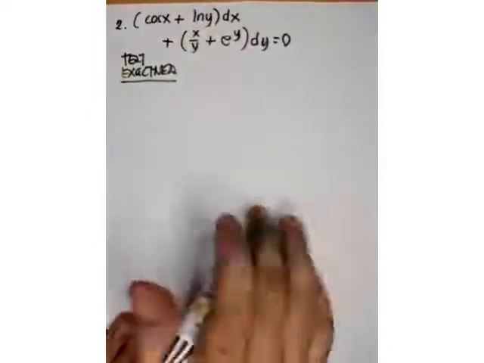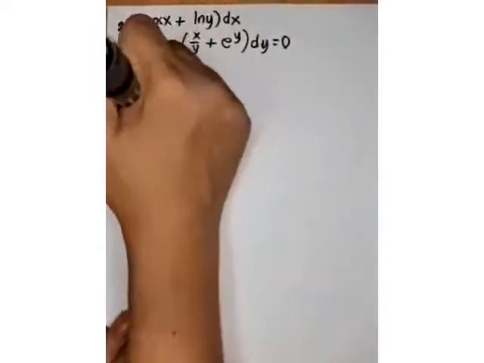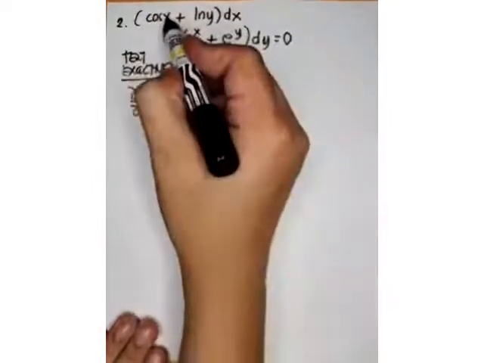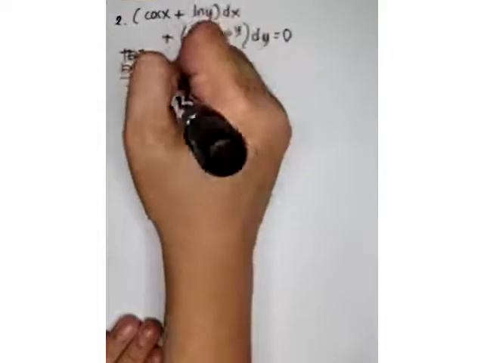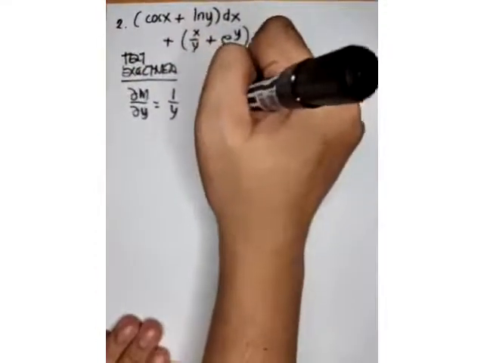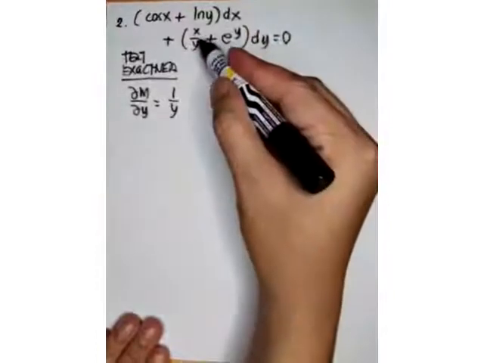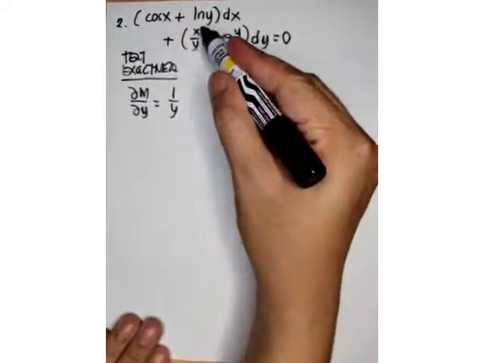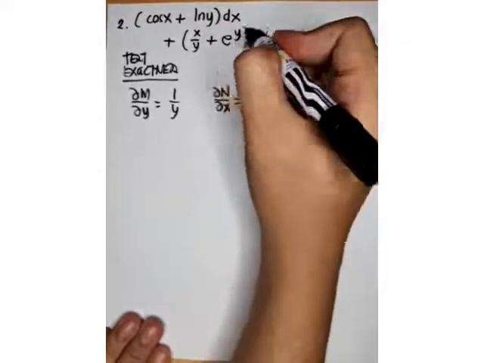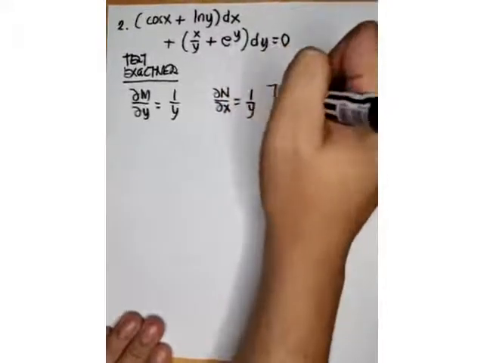Okay? So, let's have the partial derivative of m with respect to y. So, that's equal to, so this is 0, and this is 1 over y. And then the partial derivative of n with respect to x. Okay, so derivative of x is 1, so that's 1 over y. Derivative of e raised to y is 0. Okay, so therefore, it is exact.